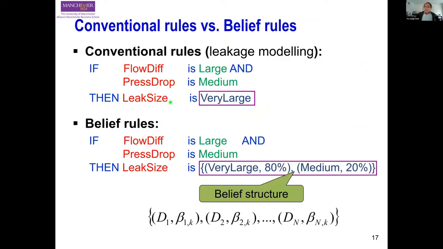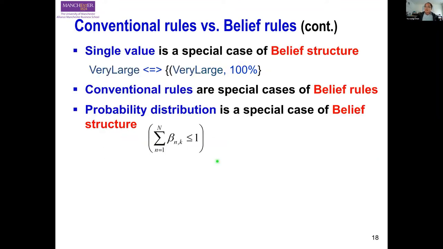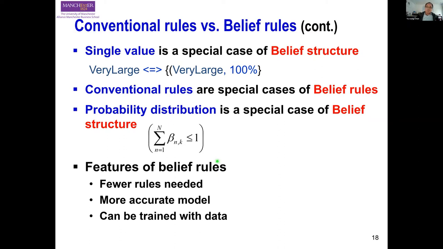A simple comparison between the belief rule and the traditional if-then rule: as you can see, for the belief rule, the consequent part is a discrete distribution. We use a belief distribution to capture the uncertain outcome. In this case, the traditional if-then rules are a special case of belief rules. Probability distributions are also a special case of belief structures. So it means we can use a small number of belief rules to capture relationships in a more accurate way. We can also use data to train the parameters for the belief rule base.